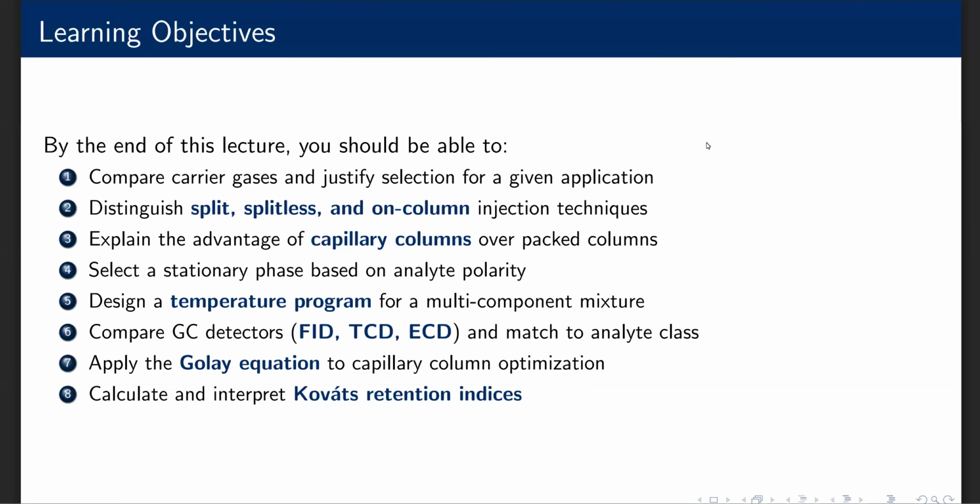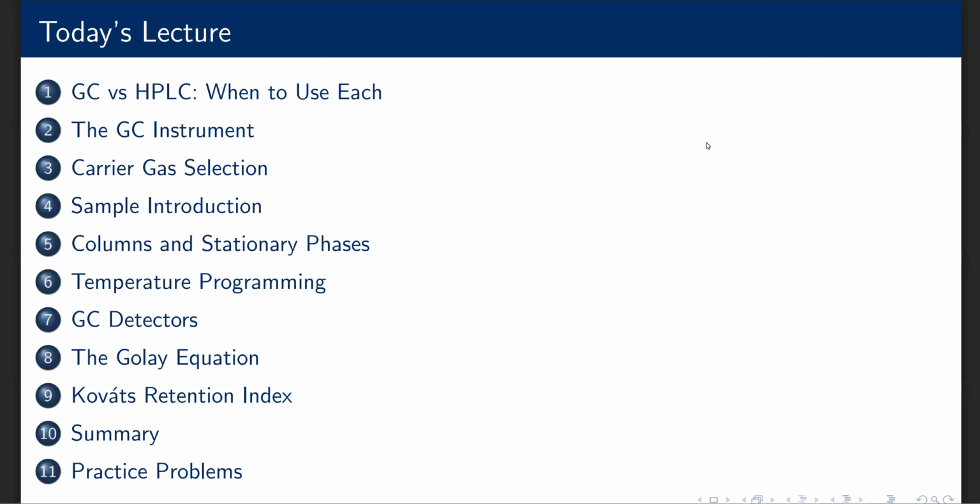We have 8 objectives today organized around the practical decisions a GC analyst makes. We start with carrier gas, move through sample introduction, columns, stationary phases, temperature programming, detectors, and finish with the Golay equation and retention indices. There are 3 worked examples and 6 practice problems. Here's the roadmap.